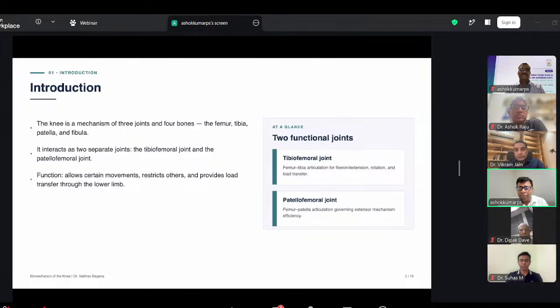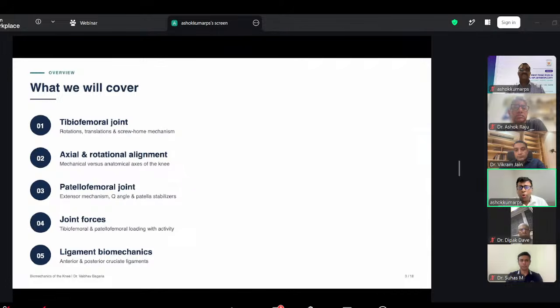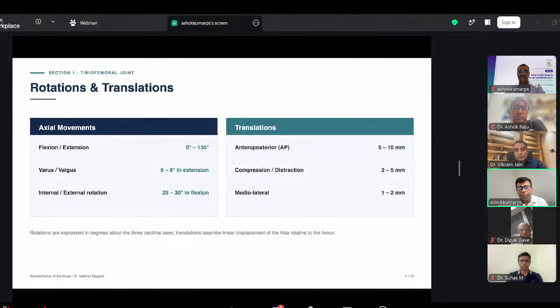extensor mechanism efficiency. So in today's talk, we'll talk about the tibiofemoral joint, the rotations, the translation, and the screw home mechanism, the axial and rotational alignment of the knee, the patellofemoral joint, the joint forces, and the biomechanics of the ligaments in the knee.